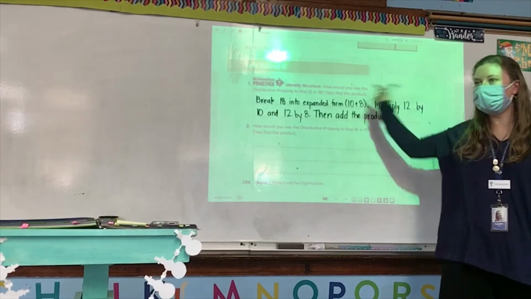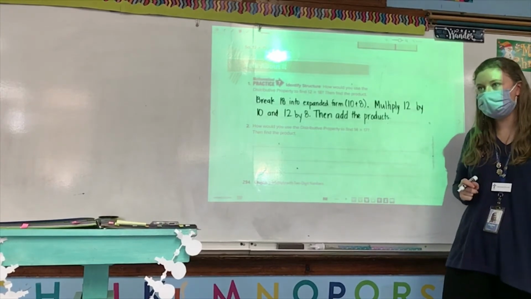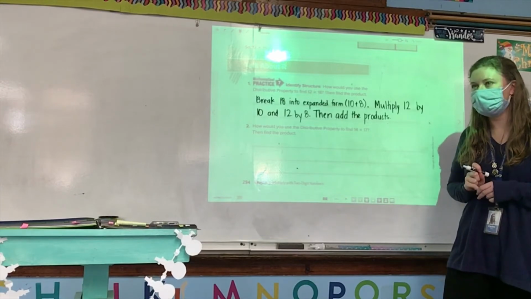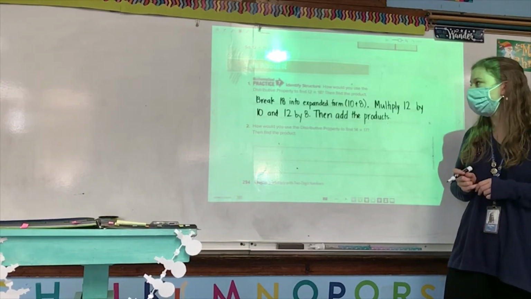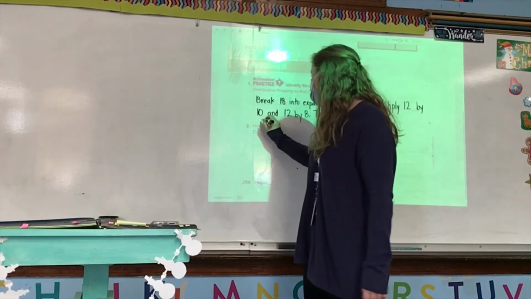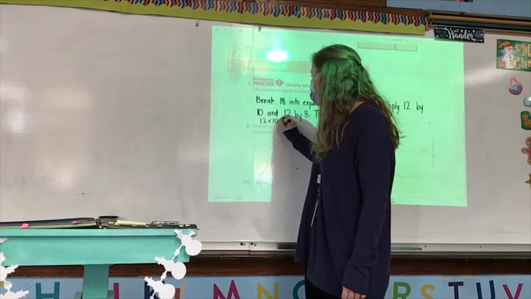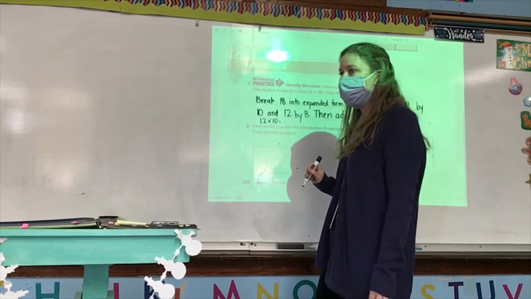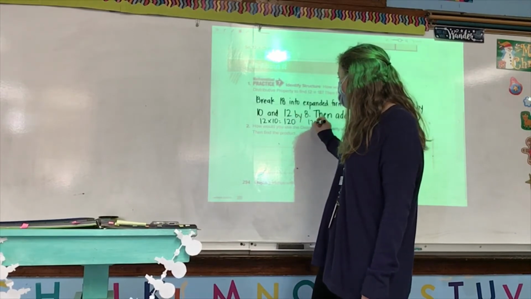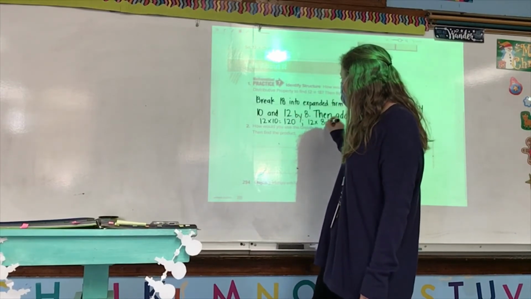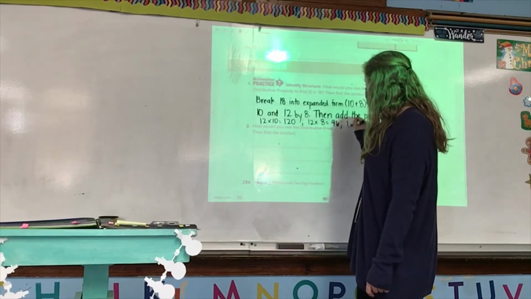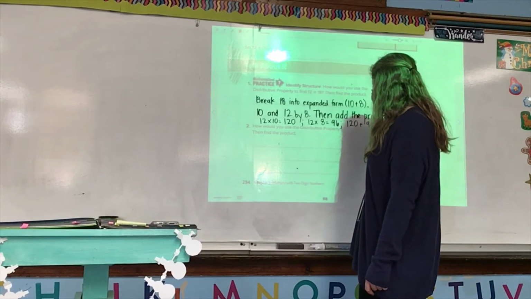Okay. Are we done answering number 1, Victoria? No. Why are we not done yet? Because we have to get the product. So, right here, let's do 12 times 10, which equals what, Victoria? 120. And then 12 times 8 equals 96. Then we add 120 plus 96.